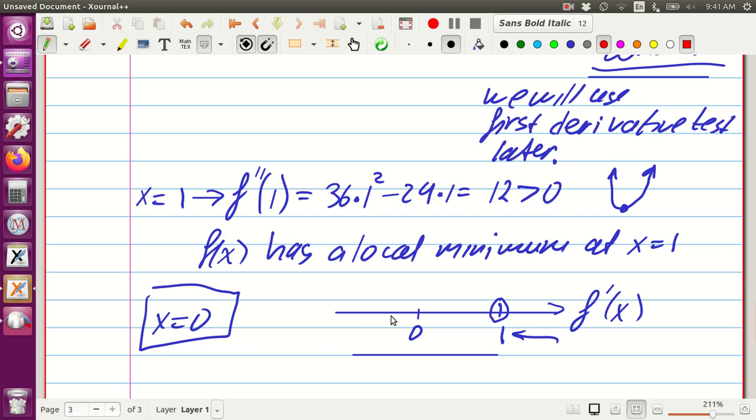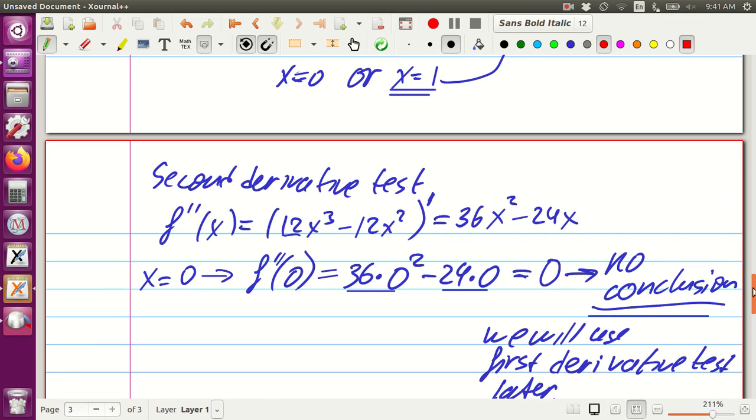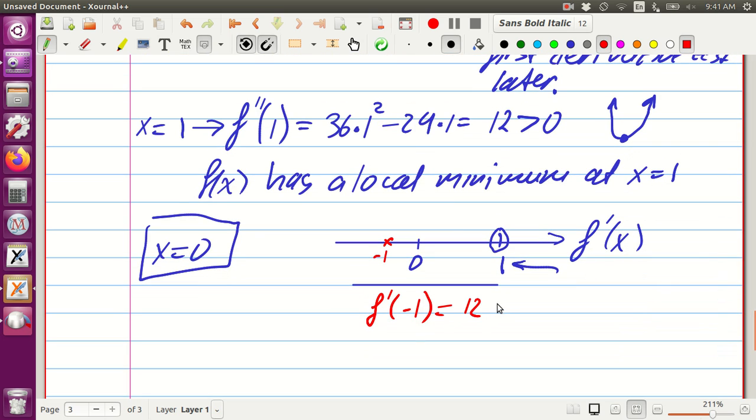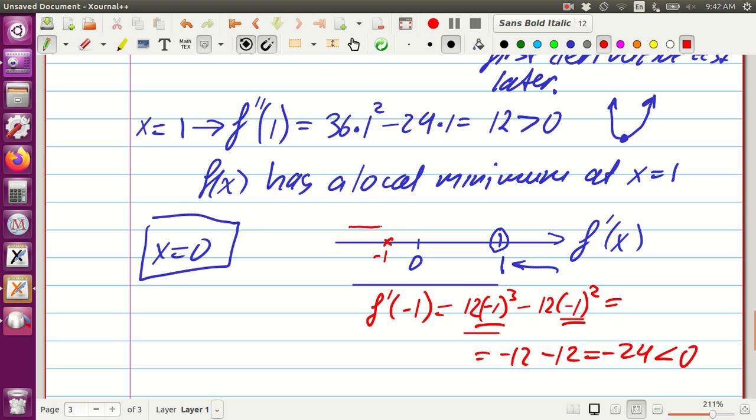And then we take a testing point over here, which is -1. So we're going to calculate the first derivative at -1. And our first derivative was 12x cubed minus 12x squared. So 12 times negative 1 cubed minus 12 times negative 1 squared. All right, so let's try to calculate. This part is negative, this part is negative, so we have negative 12 minus 12, so it's negative 24, so it's less than 0. So we put a big minus.